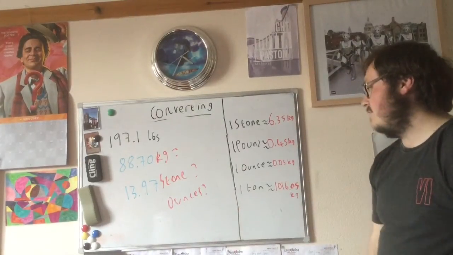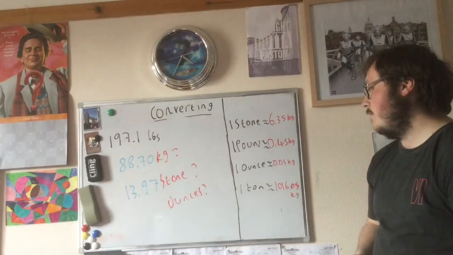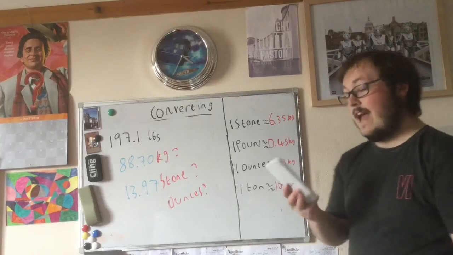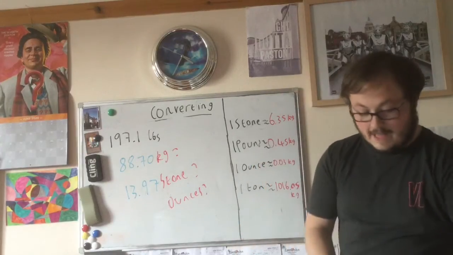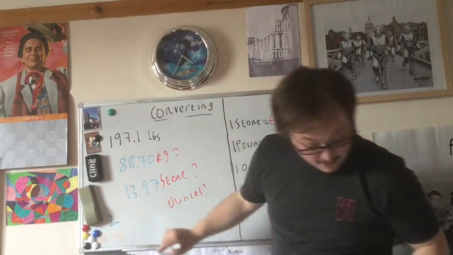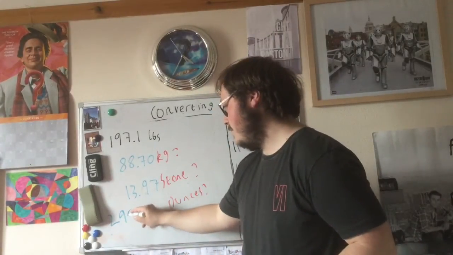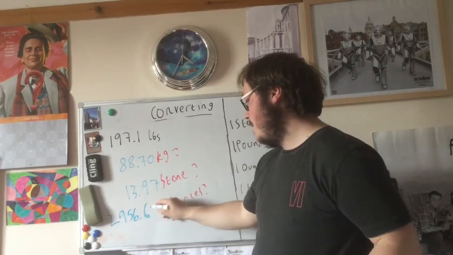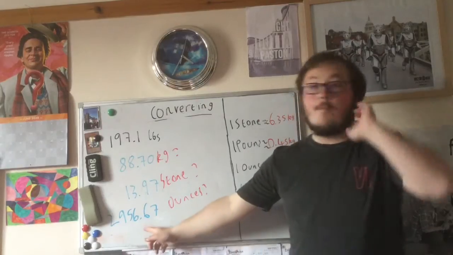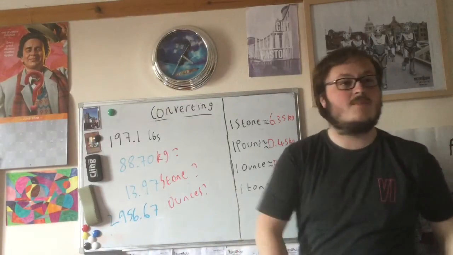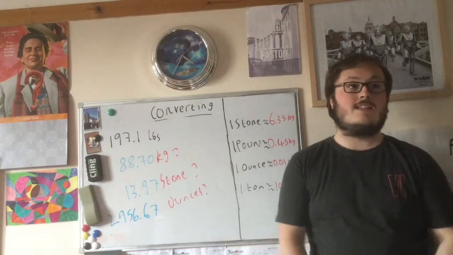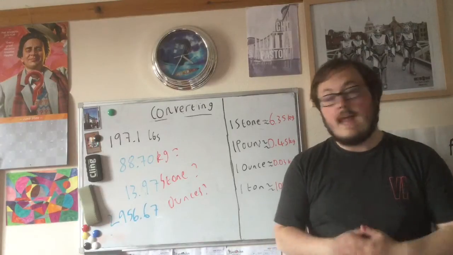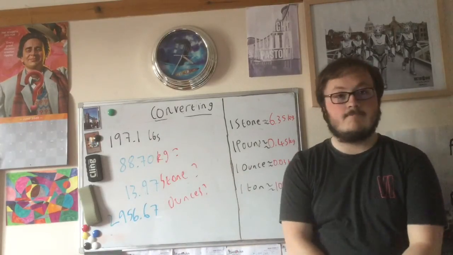Now how much is that in ounces? Well, if 1 ounce is 0.03 kilograms, you need to divide 88.7 by 0.03. You will get, wow, 2,956.67 ounces. That's a big number for an average weight. So, I was right, it was between 11 to 13, but just shy of 14 stone. So the average weight for men is this.